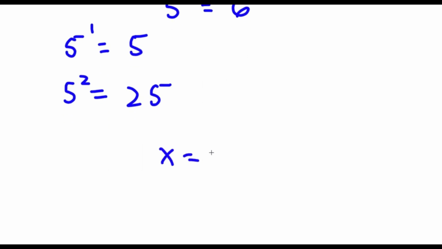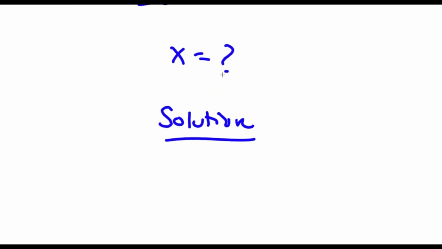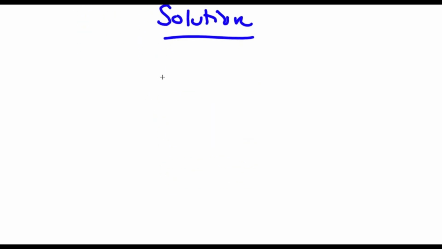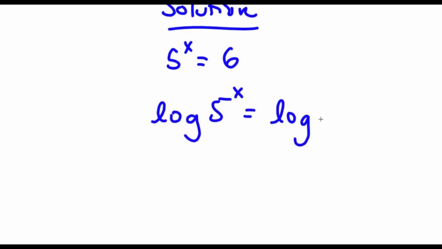So, to find the value of x here, this is my solution. I first start with 5 to the power of x is equal to 6. Now, I'm going to go ahead and take the log on both sides. So now I have log 5 to the power of x is equal to log 6.